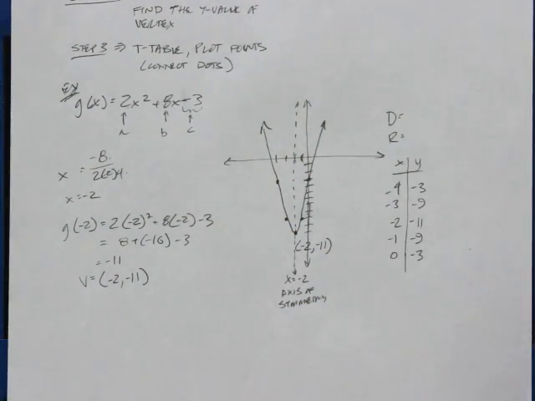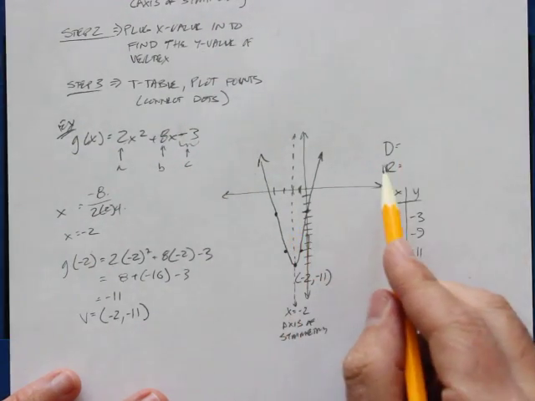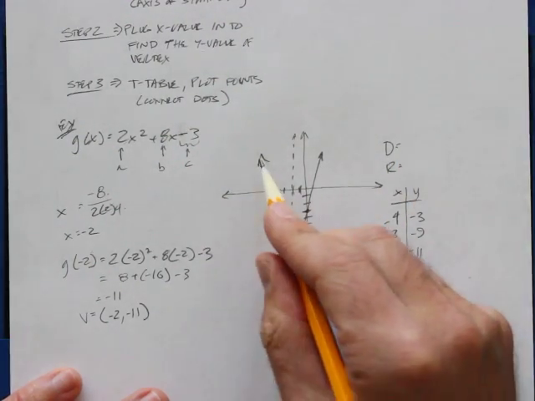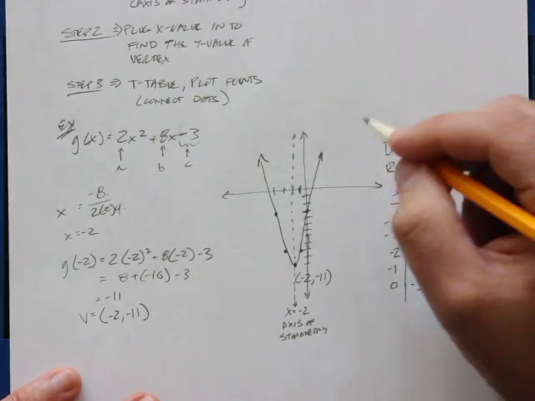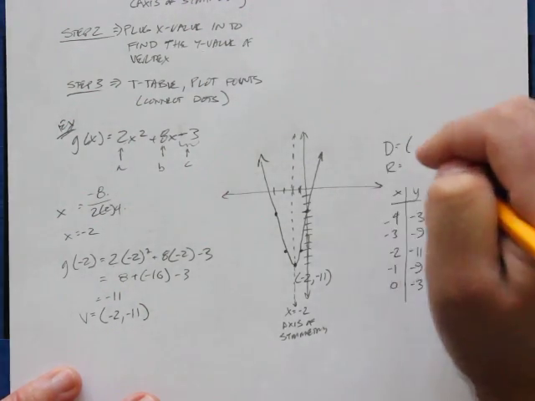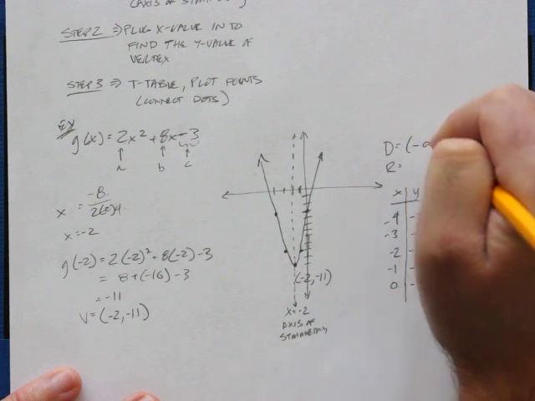And we have graphed a parabola. Now my domain, I look at what x values are included on this graph. This is going to go up and up forever and left and right forever. So my domain going left and right forever is negative infinity to positive infinity.